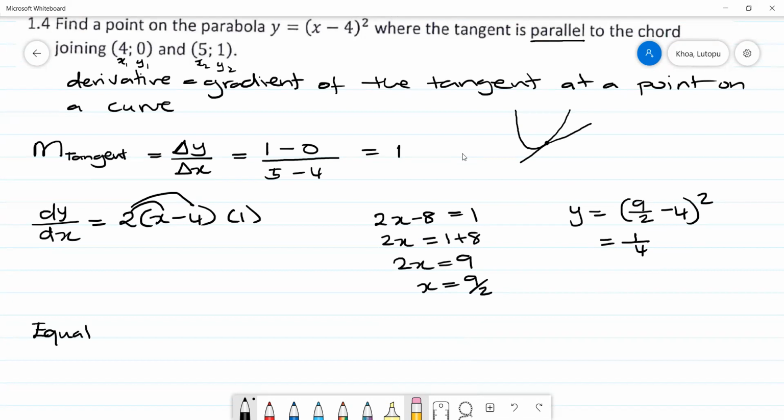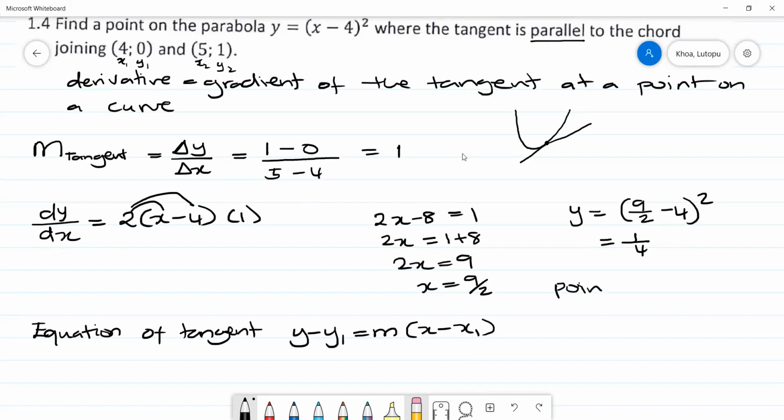So equation of the tangent. Use the formula y minus y1 is equal to m(x minus x1). So the point of tangency, that means this point here where it touches the graph, is 9 over 2, comma 1 over 4. All right, so we now substitute. We have y minus 1 over 4 is equal to, the gradient is 1, (x minus 9 over 2).